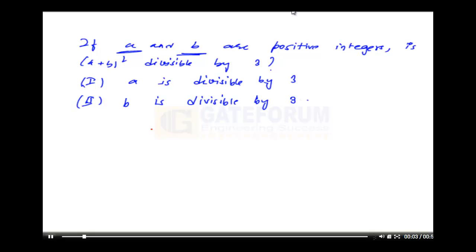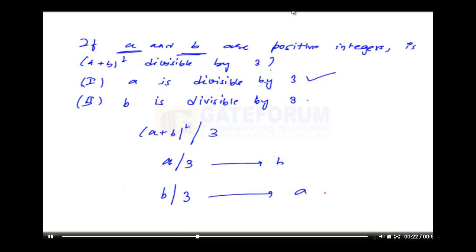Now we have to check whether (a plus b) whole square is divisible by 3. Now we'll use statement 1. Statement 1 says that a is divisible by 3, but we have no information about b, so we cannot answer this question by statement 1. Now let us look into statement 2. It says that b is divisible by 3, but we have no information about a, so we cannot say whether (a plus b) whole square is divisible by 3 or not. So we cannot answer by statement 2 also.